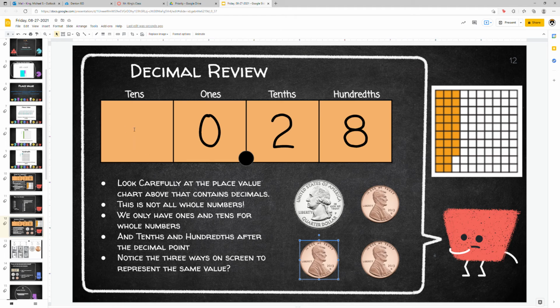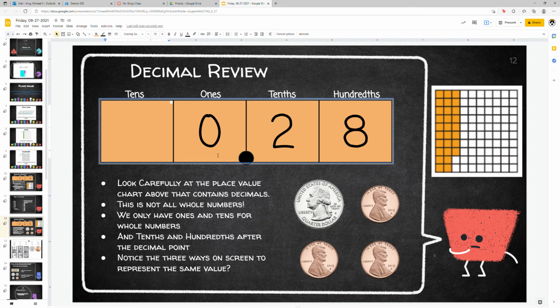You see a number that has 4 digits, for example, and you think, oh, well, that must be thousands. But if we have a decimal point, they're not all whole numbers, are they? On the left, I have ones and tens. On the right over here, I have tenths and hundredths. Those are decimals, smaller than 1.